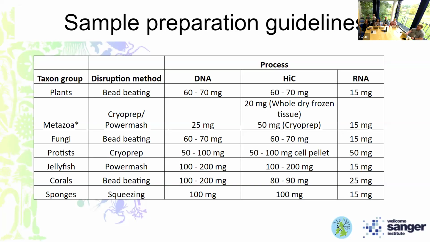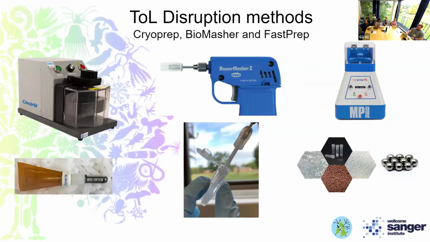So these are the optimized and input weights that we have worked out through our R&D, and we have standardized them within our lab. I'll explain a bit more about the different disruption methods that we have within our lab. Currently we have 3 different disruption methods: cryoprepping, power mashing, and fast prep. We have specialized cryo bags which we transfer the samples into, and then we use the cryoprepping machine to disrupt those samples, weigh them, and send them for downstream processing.